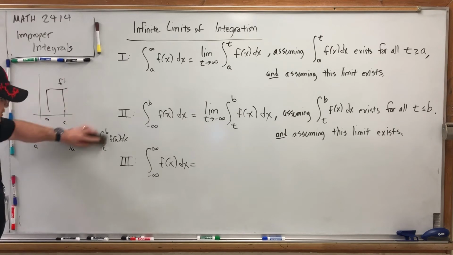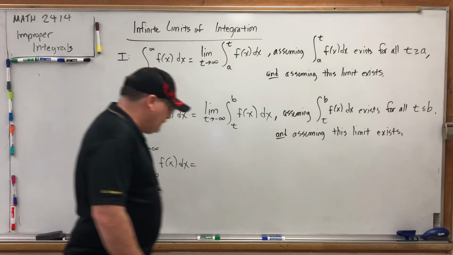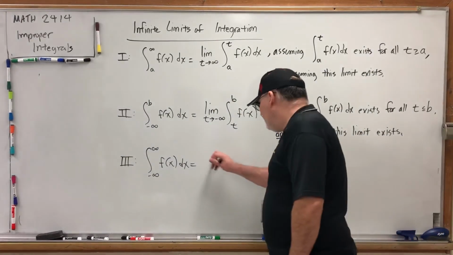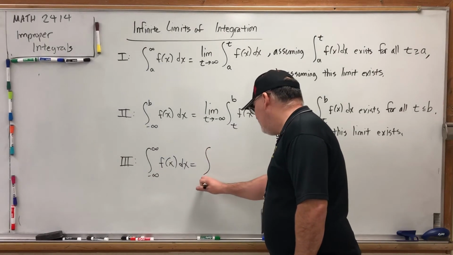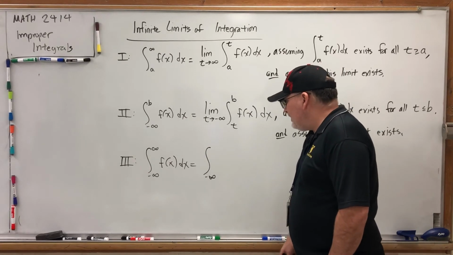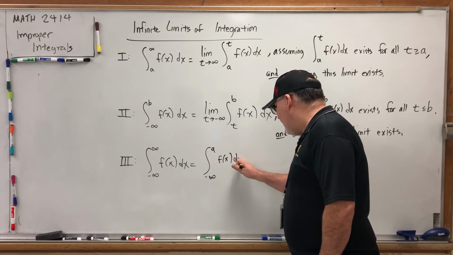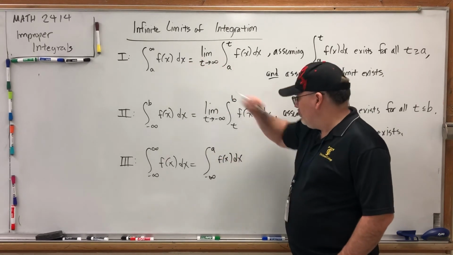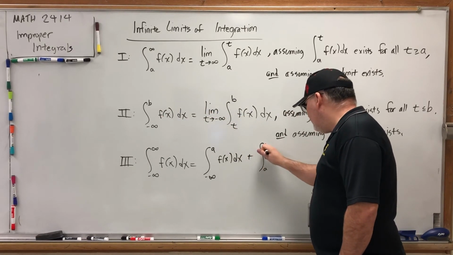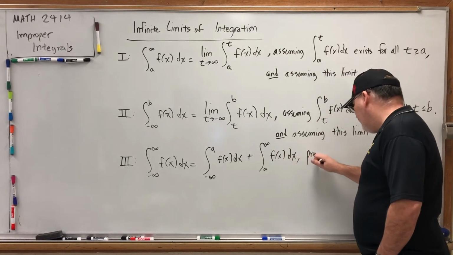We're going to split this into two integrals, but where do we split it? And the answer is any number between negative infinity and infinity. So we'll just call that number a. The integral from negative infinity to infinity is defined to be the integral from negative infinity to a of f of x dx, and remember, we've already defined how to do this up here, plus the integral from a to infinity of f of x dx, provided both integrals exist.